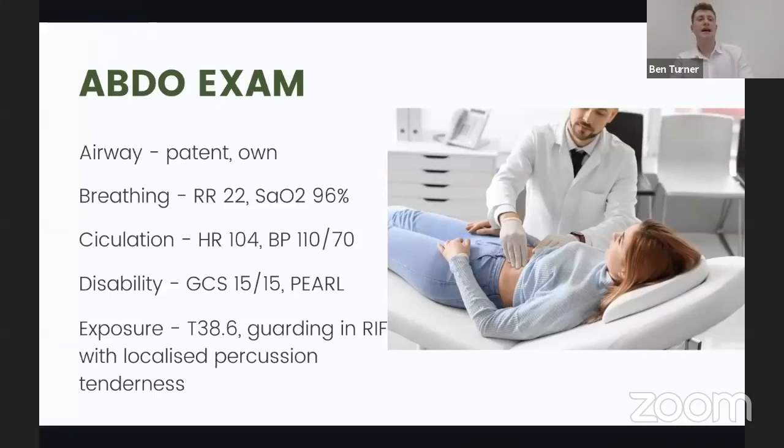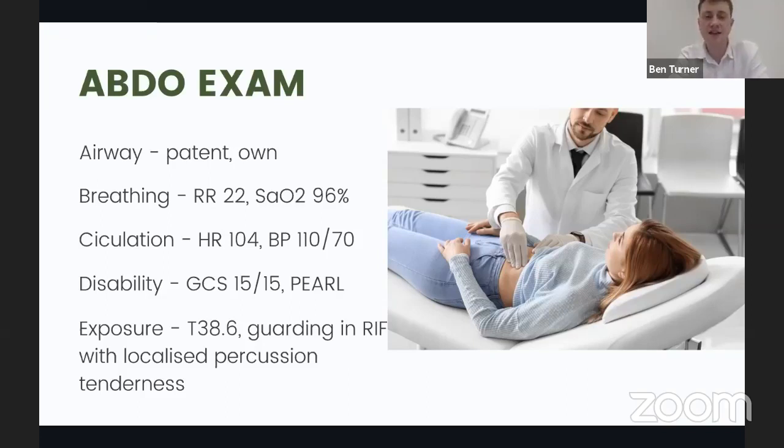So on to the abdominal exam. Whenever you're examining a patient, whether it's medicine, surgery, ITU, ED, it's all the same. You're going to use that A to E approach: airway, breathing, circulation, disability, and exposure. By following that same pattern every time, it allows you to be super thorough and elicit all the appropriate signs. So with our patient that we were talking about earlier, Jason, our 36-year-old male with general abdominal pain, his airway is patent and he's holding his own.